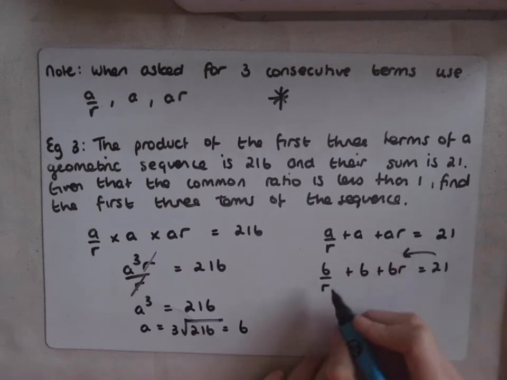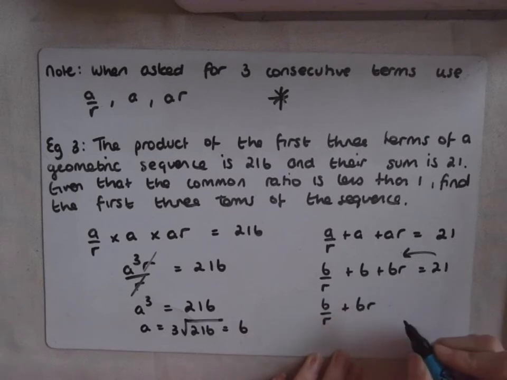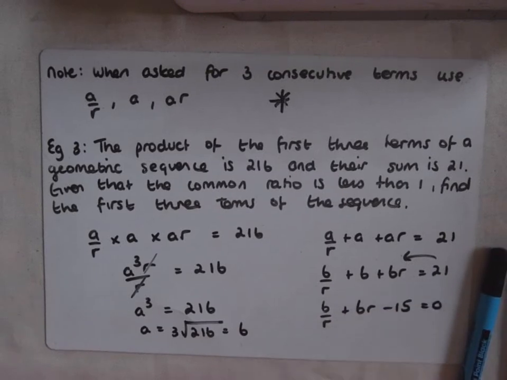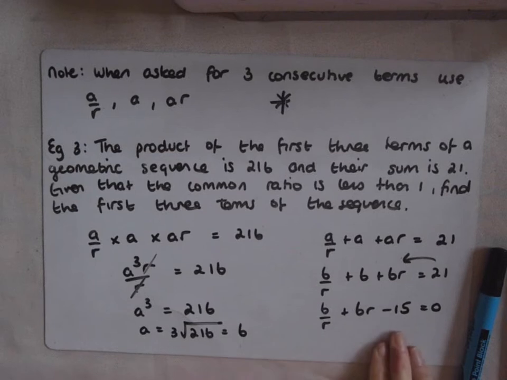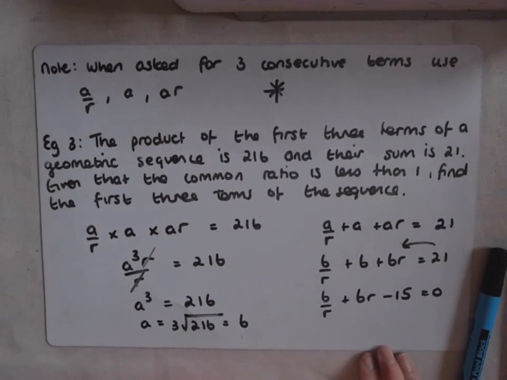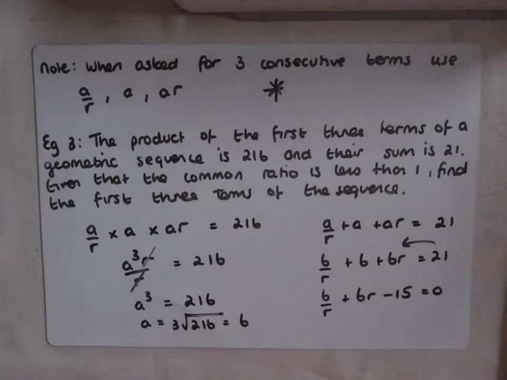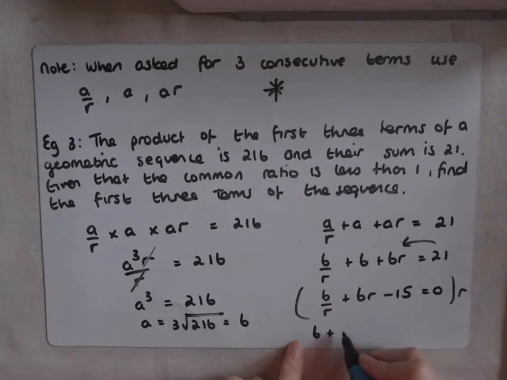Pull it over: 6 over r plus 6 take 21 is minus 15 equals 0. Notice anything about that? Quadratic. Lovely. It is, yeah, it's a quadratic. To get rid of that r on the bottom, I'm going to multiply everything by r, and I'm going to get 6 plus 6r squared minus 15r equals 0.